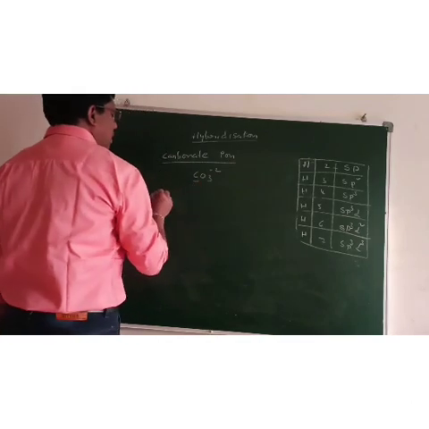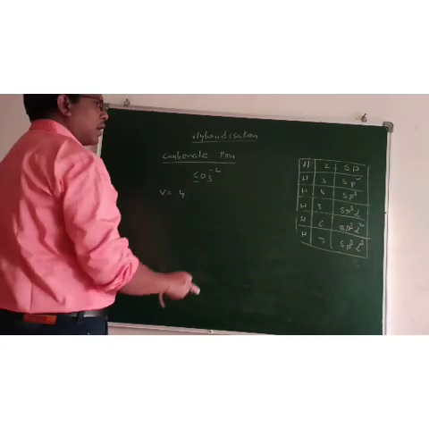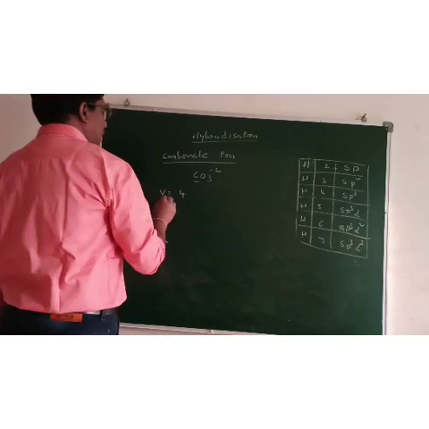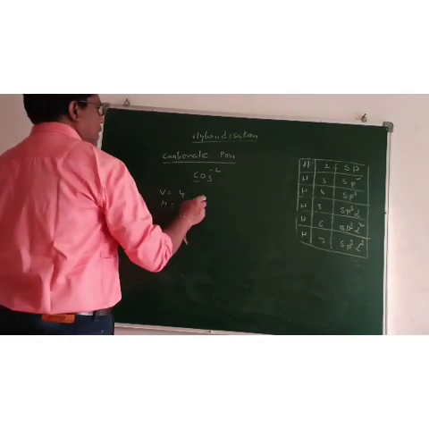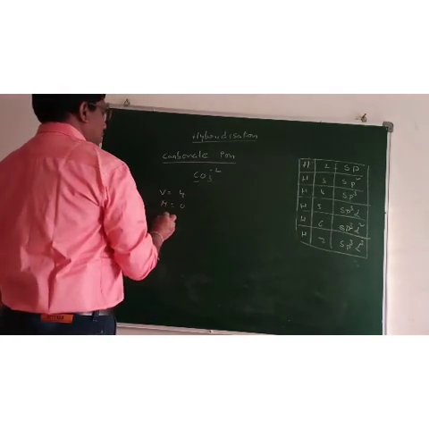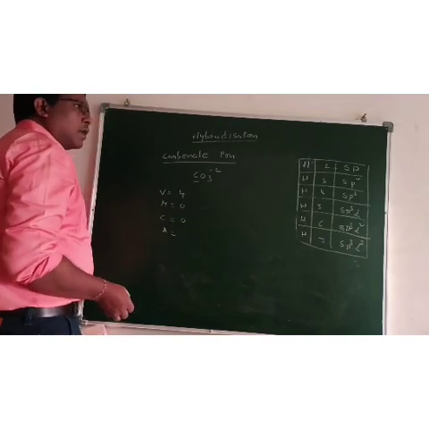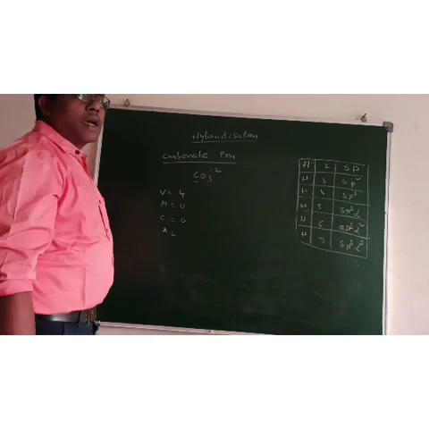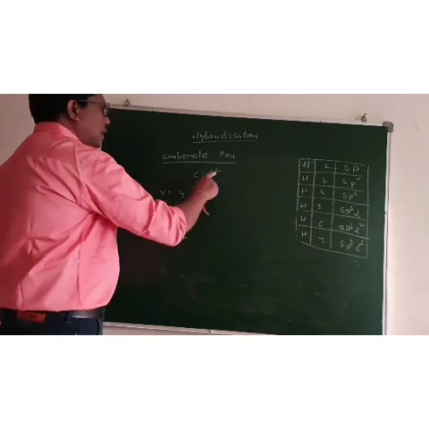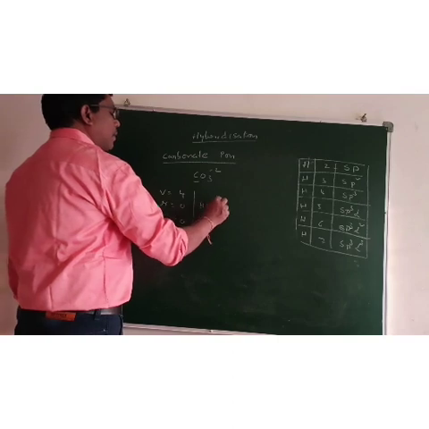Central atom carbon, its valence electrons are 4, its group number is 4. Here there is no monovalent radical. Oxygen is a divalent radical, you know that. So M value is 0. And it has negative charge, so it is an anion. So the cation value is also 0. And one more important thing, we don't take the sign for anions, we just take the value only. So here the A value is 2. Don't take minus 2.